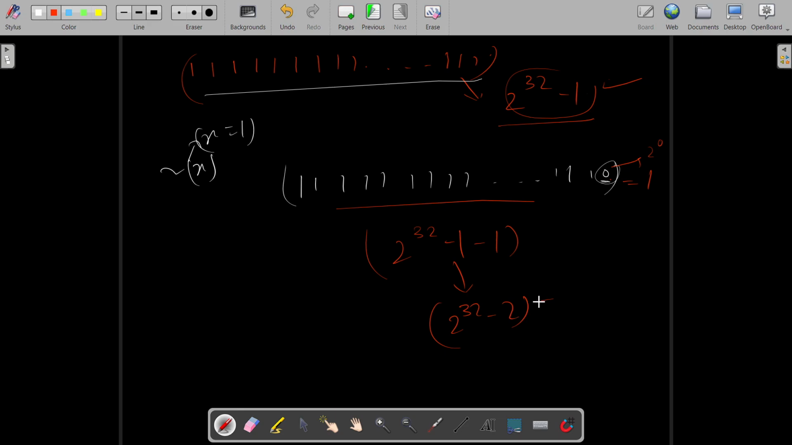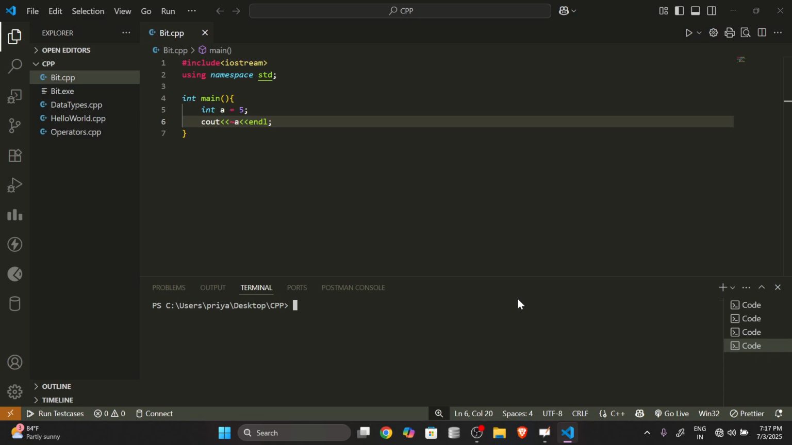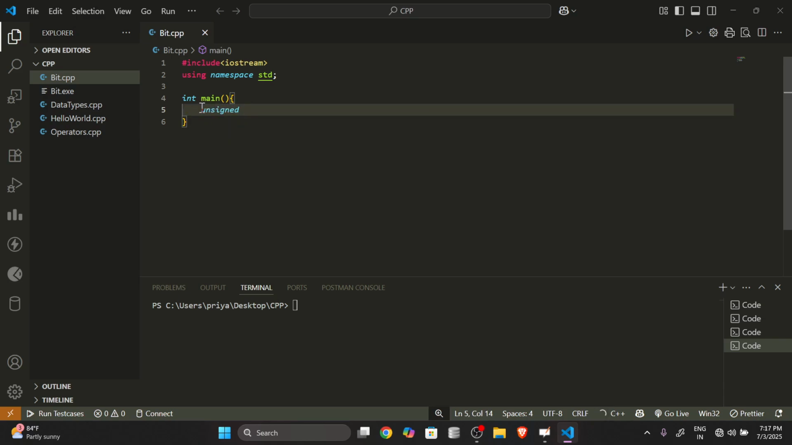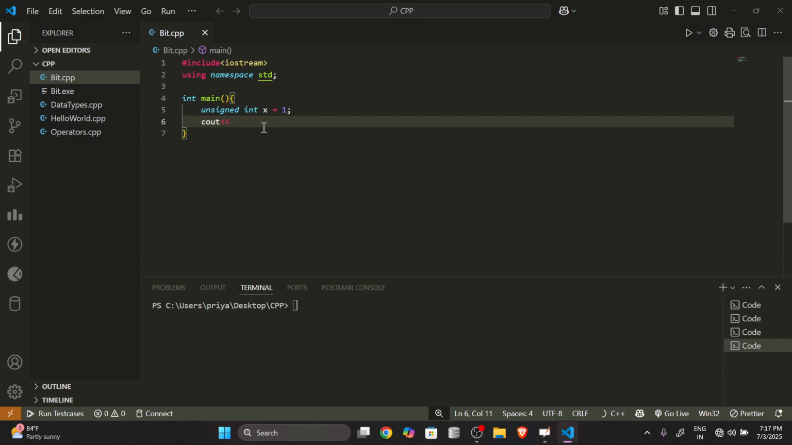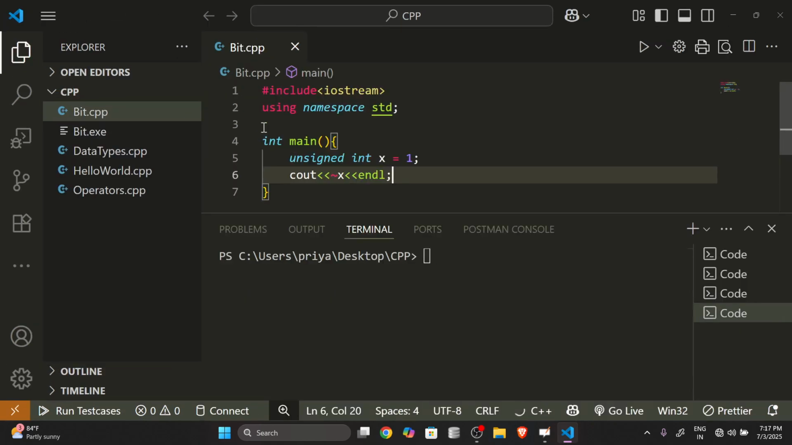Let's try to find this number in Visual Studio Code itself. Let's say we have an unsigned integer. An unsigned integer is usually positive, that's why I told you the range is between 0 and 2 raised to power 32 minus 1. So unsigned int x is equal to, let's say, 1. Now let's try to print not of x. We'll receive a large positive number. Let's see what number we receive.